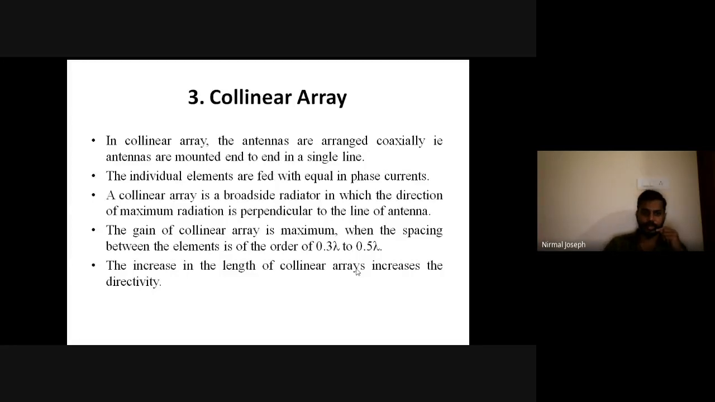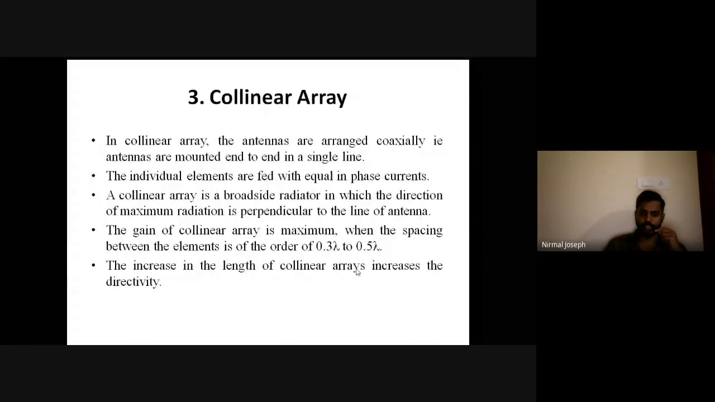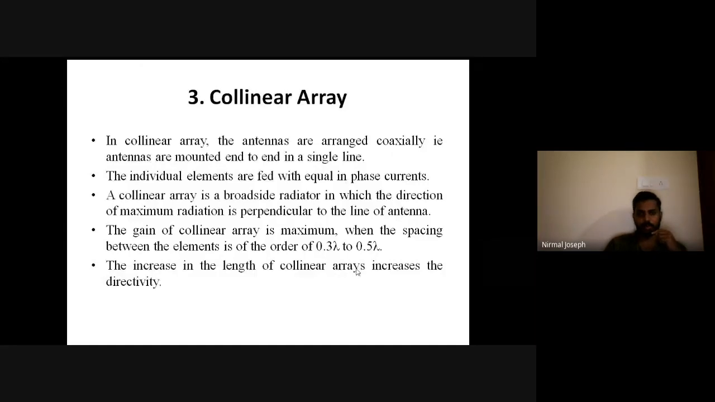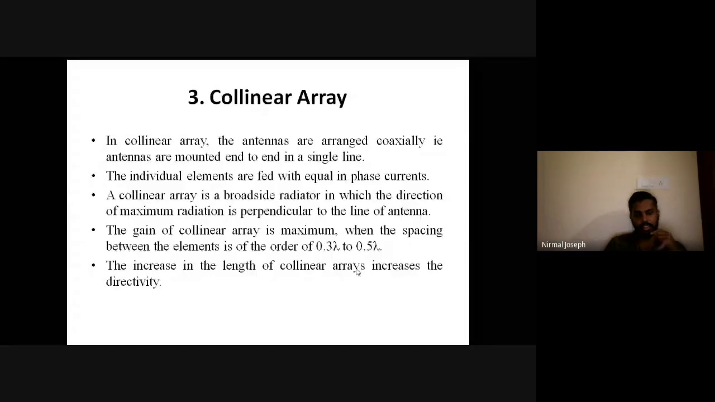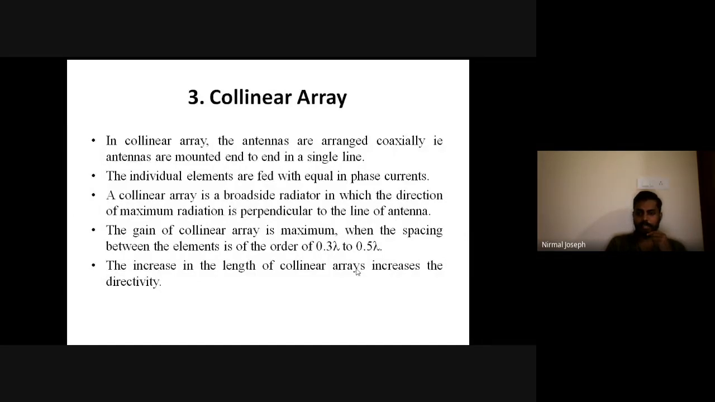The individual elements are fed with equal in-phase currents, just as in the broadside case. A collinear array is a broadside radiator in which the direction of maximum radiation is perpendicular to the line of antenna. Here, just like the broadside case, where we used the term array axis, we are using the term line of antenna. I have already shown the line of antenna in that picture, and the direction of maximum radiation is perpendicular to it, just as in the broadside case.